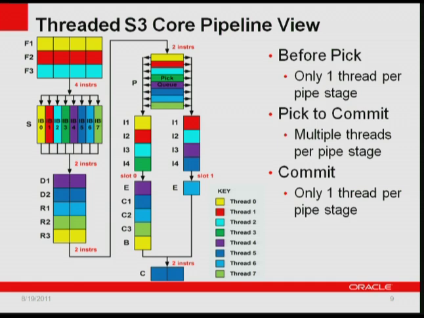From D1 to R3, once again, only one thread per pipe stage. At pick, any number of threads can be present. The pick queue is thread agnostic. It simply picks the oldest ready to execute instruction each cycle. From pick to commit, multiple threads can be present per pipe stage. And lastly, at commit, only one thread can be present per pipe stage. The commit unit can only commit one thread per cycle.